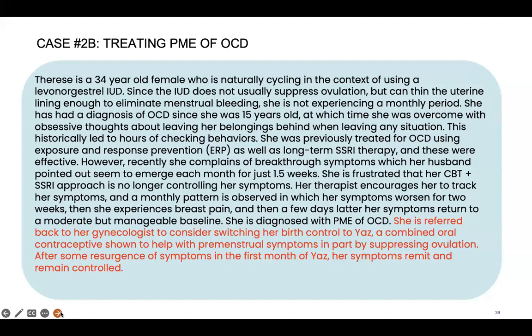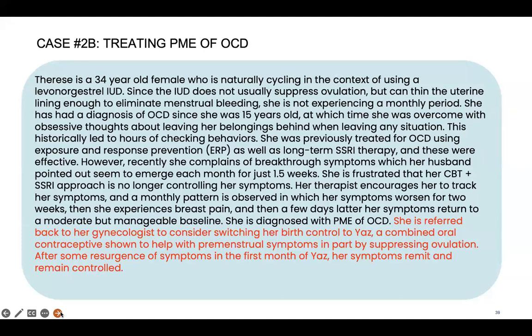Right? So her therapist encouraged her to track her symptoms and observe this monthly pattern, where the symptoms worsened for about 2 weeks and then she would experience breast pain. And then a few days later, the symptoms would remit and return to baseline. She was diagnosed with PME of OCD.